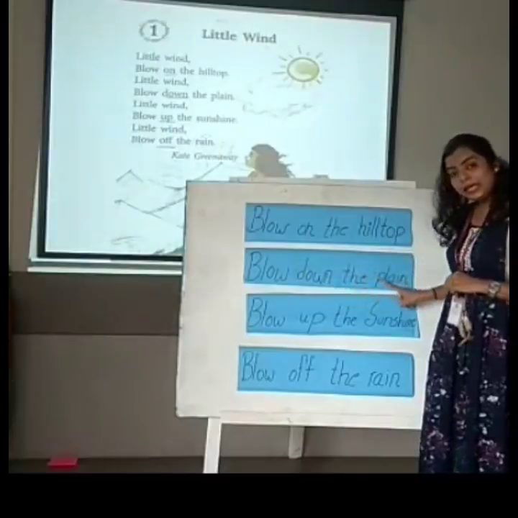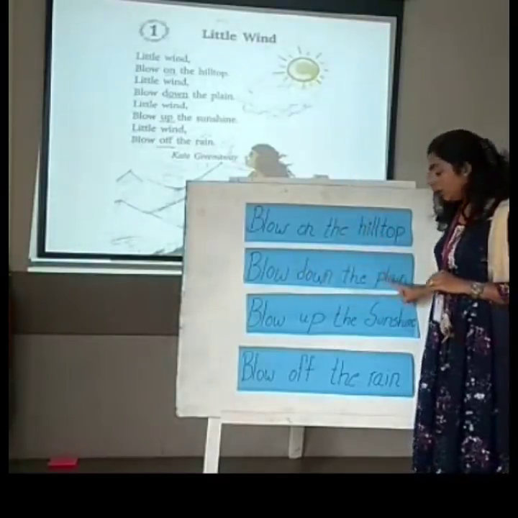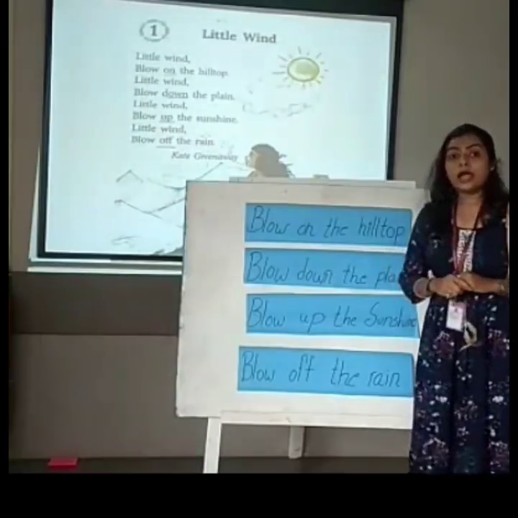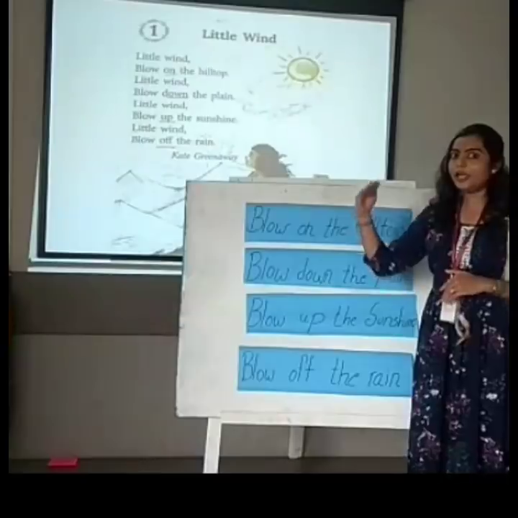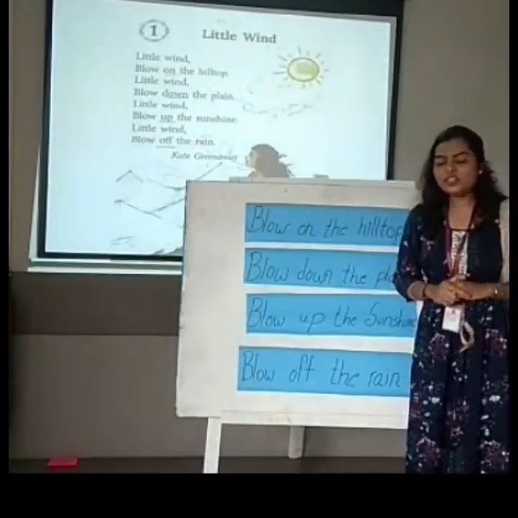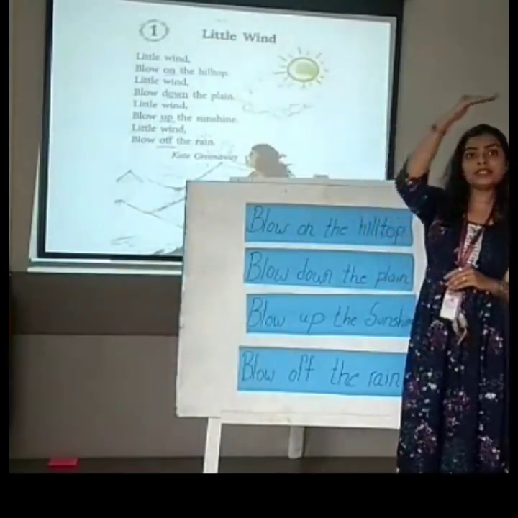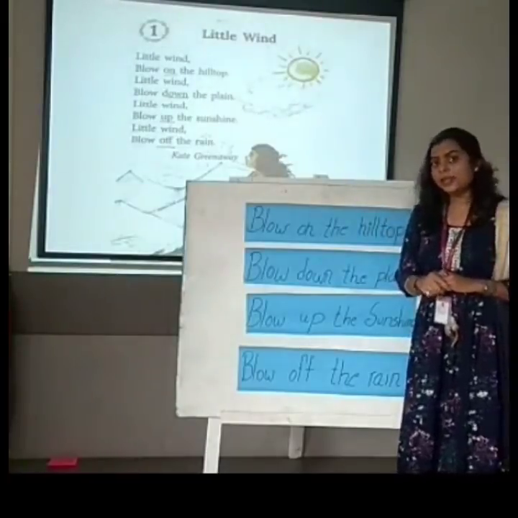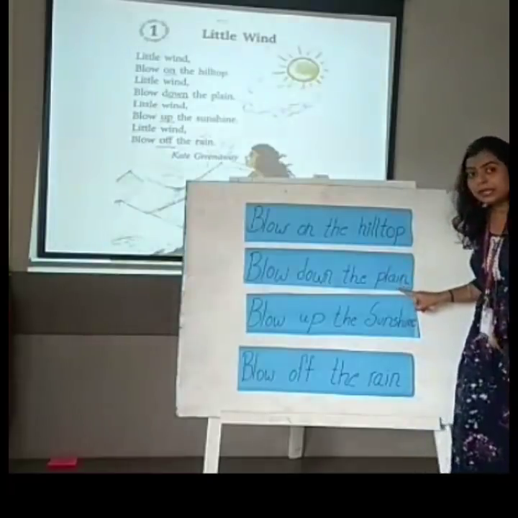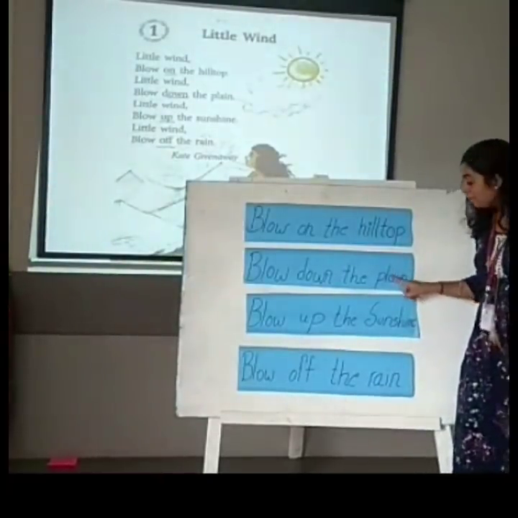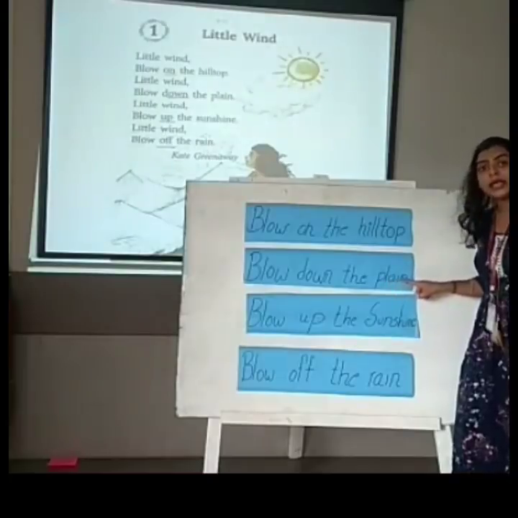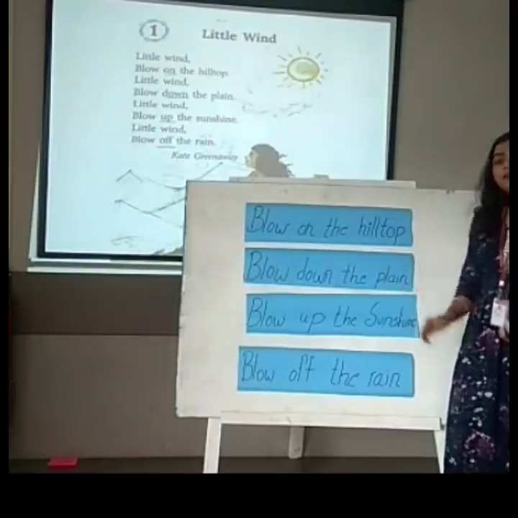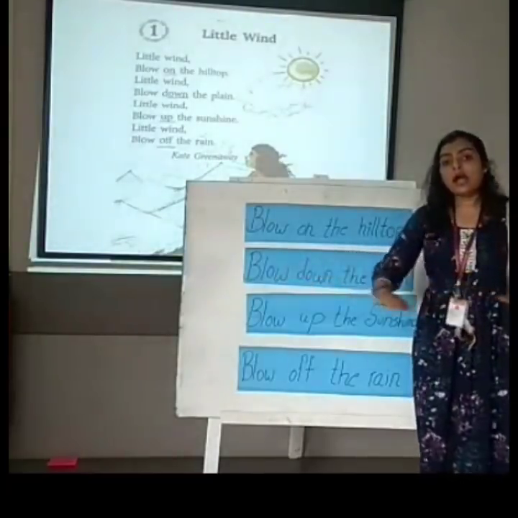Okay? Next line says, little wind blow down the plain. Blow down the plain. Okay, children? Now, hear this word plain. When you heard this word plain, I know you might have thought of an aeroplane, right? But children, that spelling is P-L-A-N-E. And can you see here? What does this spelling say? P-L-A-I-N. Okay? So this word plain means a flat surface, a ground level.